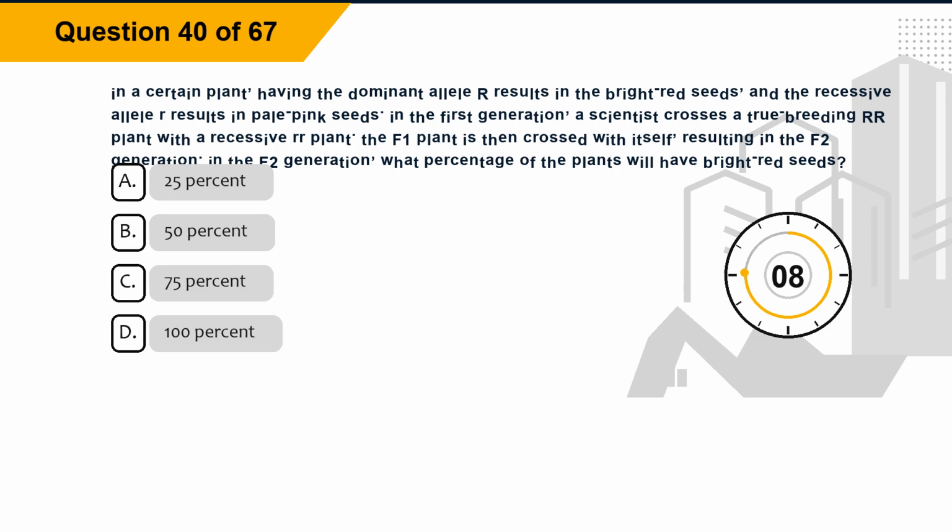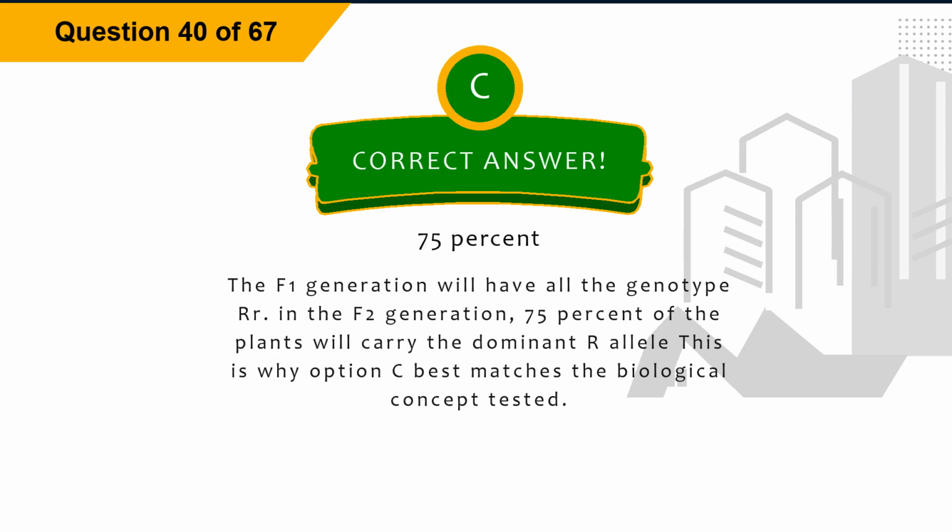Option A, 25%. Option B, 50%. Option C, 75%. Option D, 100%. The correct answer is option C, 75%.